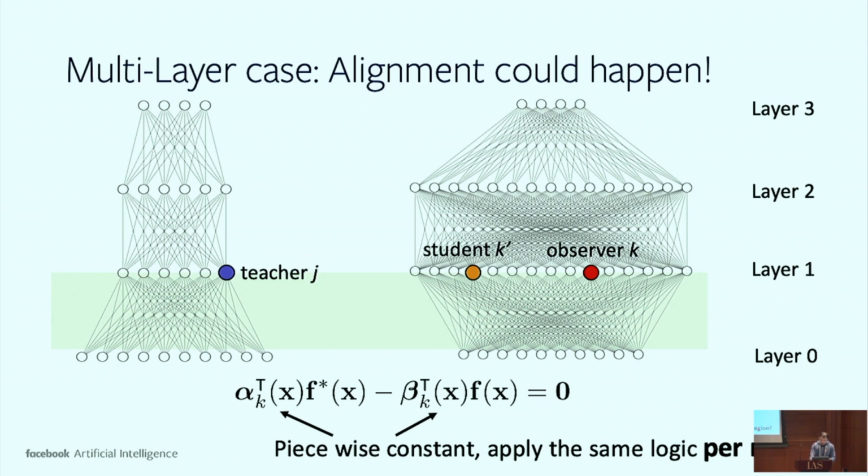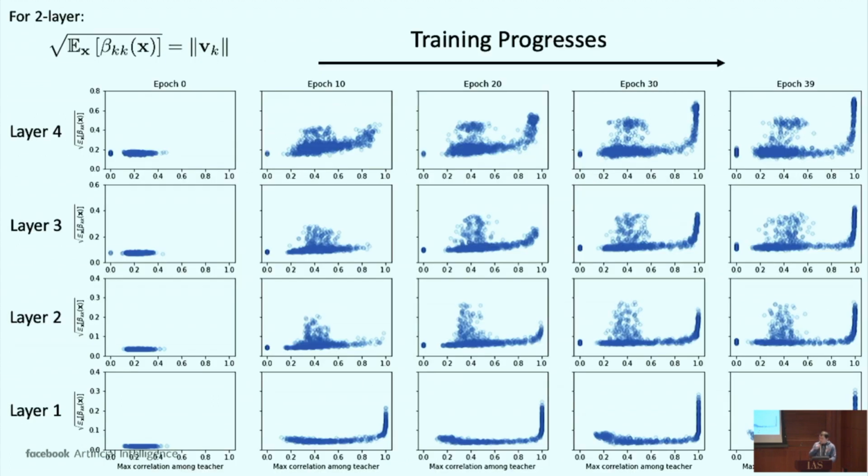But I'm going to skip the details. This is one of the experiments that we can do with 4-layer neural networks. If you have 4-layer neural networks as a teacher and 4-layer networks as a student, then you can actually draw this figure at each level.